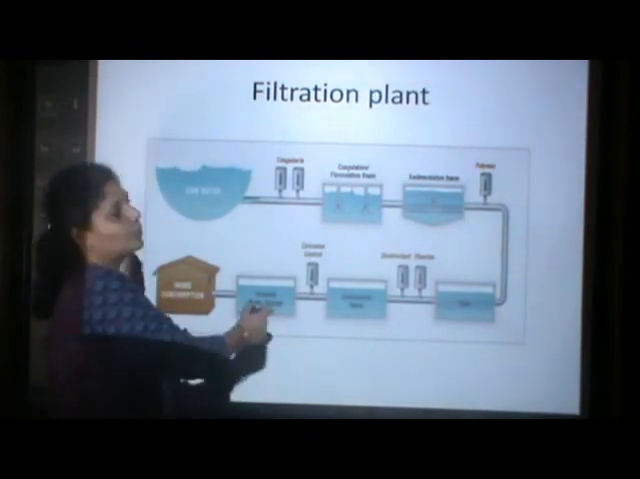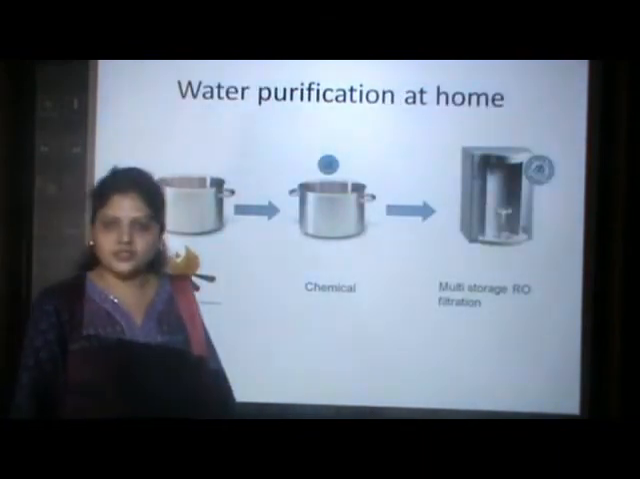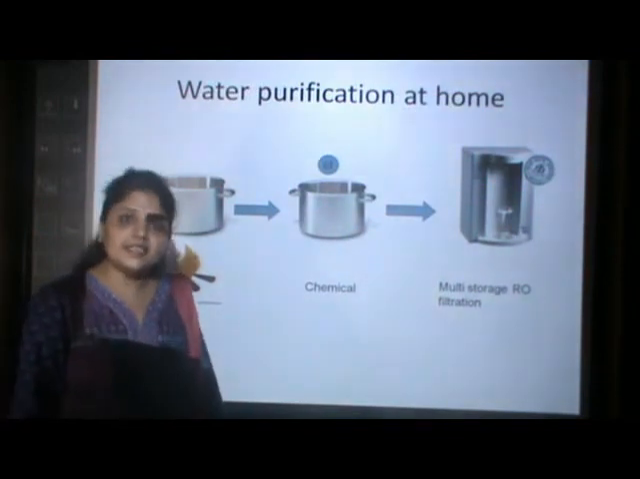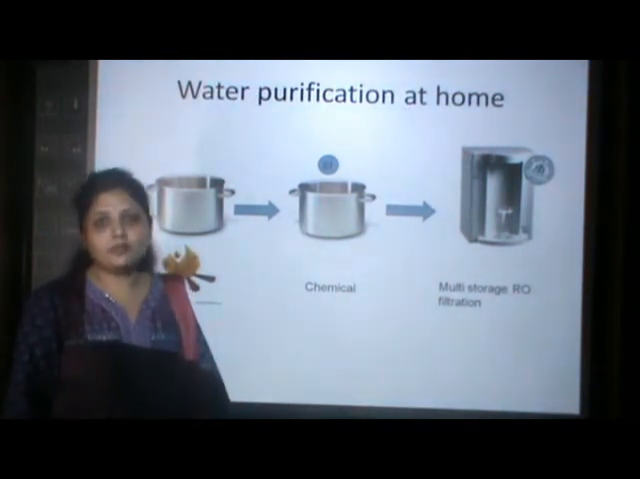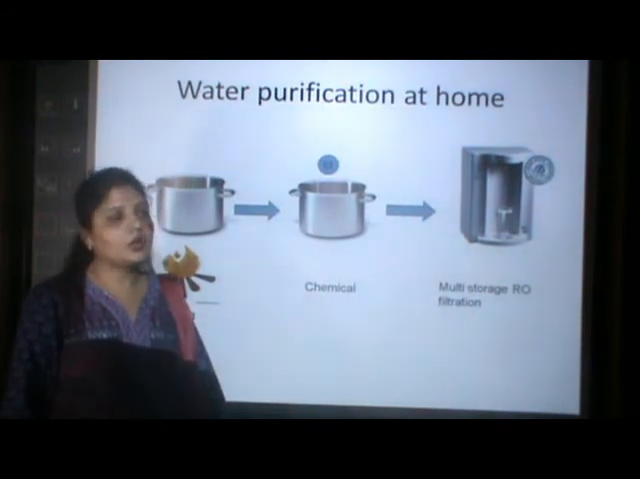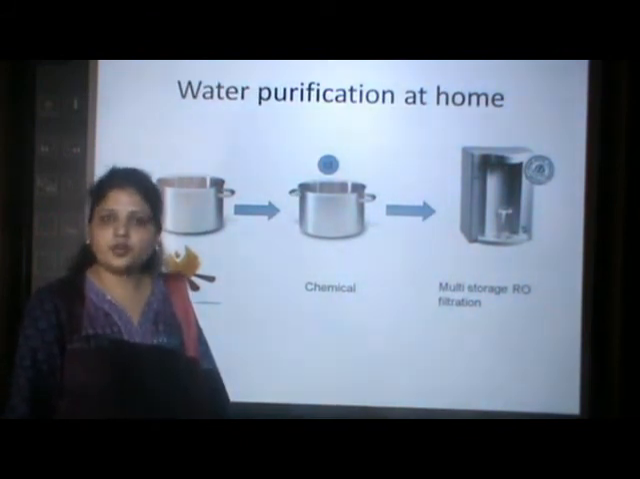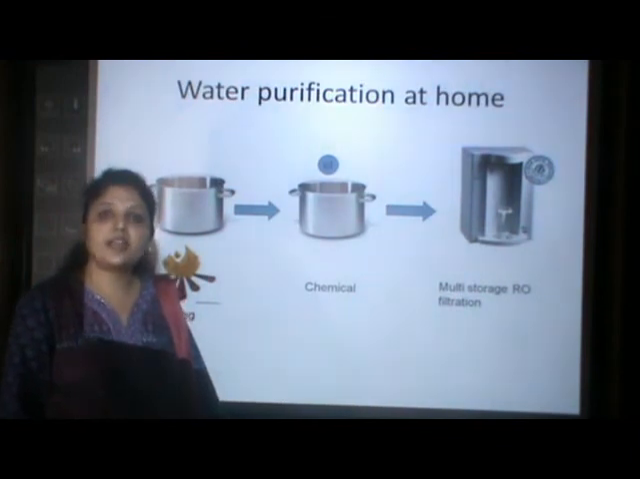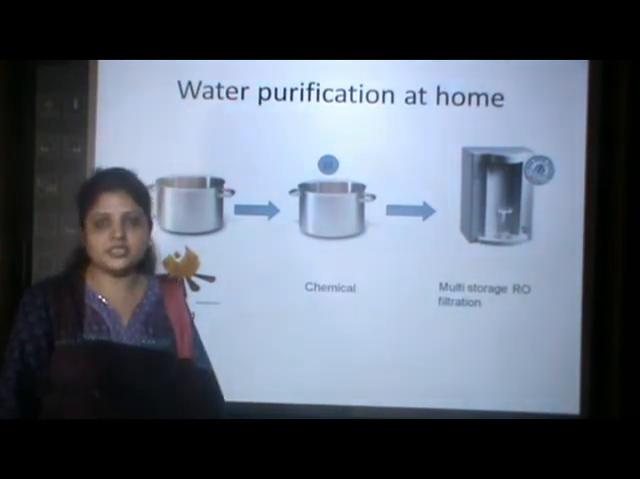Now let us see how the water can be purified at our homes. Boiling is the easiest method by which the water can be purified at home. It kills the germs in the water. Chlorine can also be added to purify the water. Nowadays there are various purification machines which are used at home.